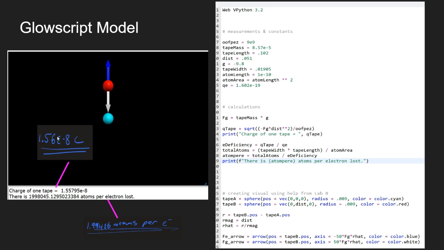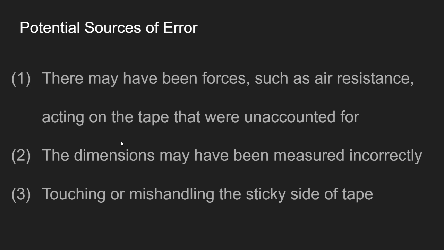Comparing my experiment results to the GlowScript results, they're pretty close, so there's not much error, but there are some potential sources of error. For example, other forces. Like we said in assumptions, we assume there's no other forces, but there might have been other forces like air resistance that were not accounted for.